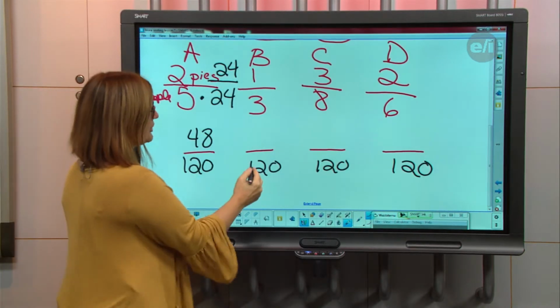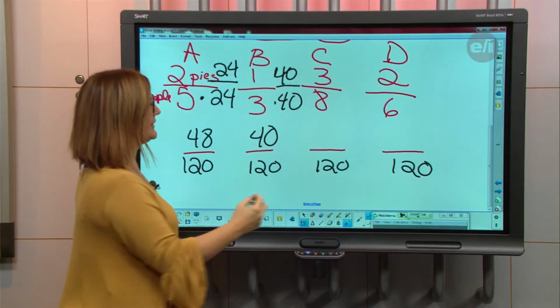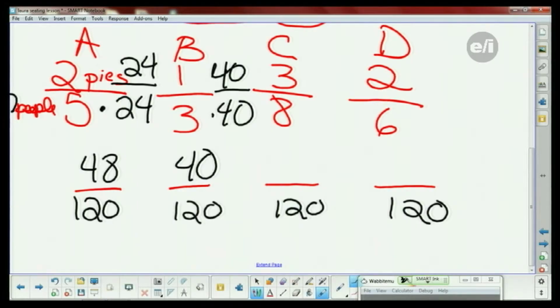All right, 1/3, we're going to do the same thing. 120. 3 times what number is 120? Times the number 40, because 3 times 4 is 12, and you have the 0. And I'm going to multiply the top by 40, because you're really only multiplying by the number 1. I want to keep saying that over and over again, because a lot of kids don't realize that. So 40 over 120. The next one, we want to figure out how many times you multiply 8 to go into 120. It goes in 15 times. I bet you think I didn't know that one, but I do. It's 15 times. So 3 times 15 is 45.